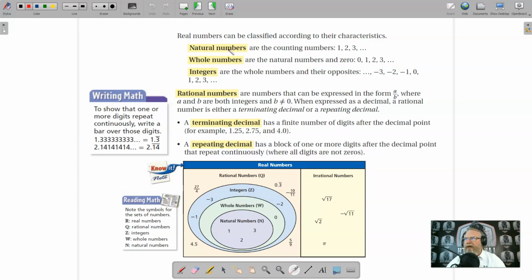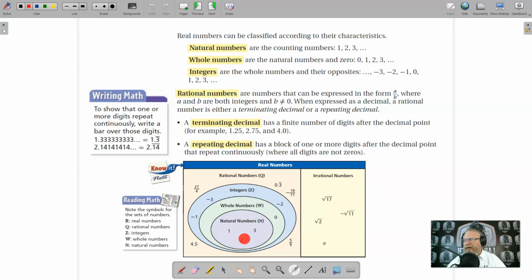So first, natural numbers. These are the counting numbers: 1, 2, 3, 4, 5, 6, etc. These little 3 dots here are called an ellipsis. It means it keeps going. So those numbers would keep going to infinity. And that's right here at the center of the circle.